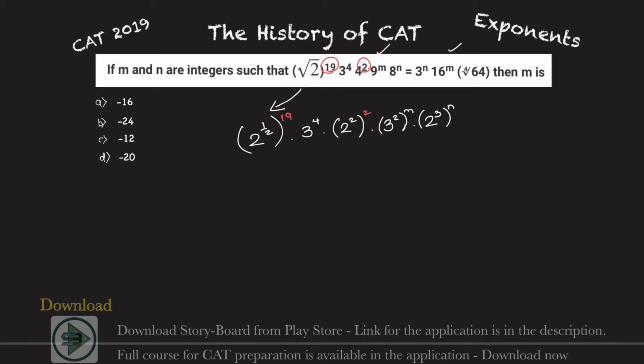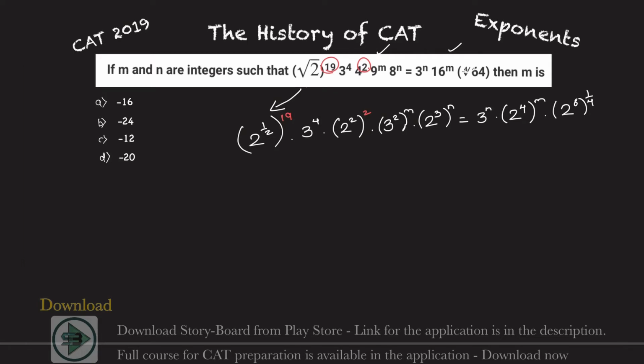And finally, this whole thing is equal to 3 raised to n, into 16, so 2 raised to 4, raised to m, into 64. What is 64? 2 raised to 6, raised to 1 by 4, because this is power 4 here. That's it. All that I could have done to convert it into powers of 2 and 3, I have already done. Now let's compare to reach the answer.